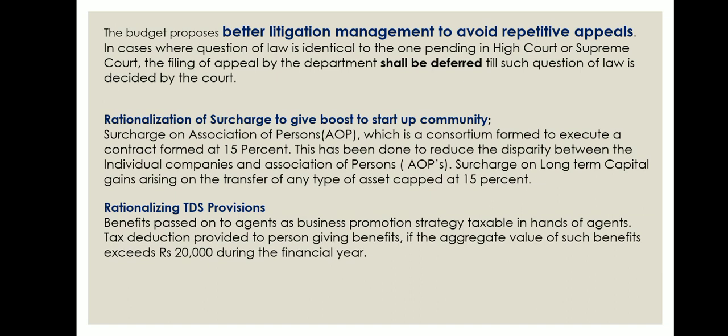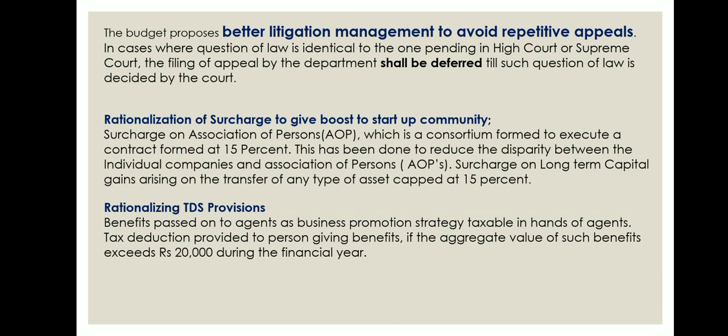The next important step is rationalization of surcharge to give a boost to the startup community, especially the associations of persons. So the surcharge on associations of persons, which is a consortium formed to execute a contract, is capped at 15%. Now, this has been done to reduce the disparity between the incorporated companies and the associations of persons (AOPs). Surcharge on long-term capital gains arising on transfer of any type of asset has been capped at 15%.